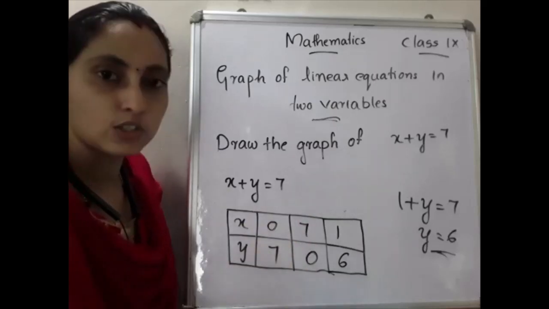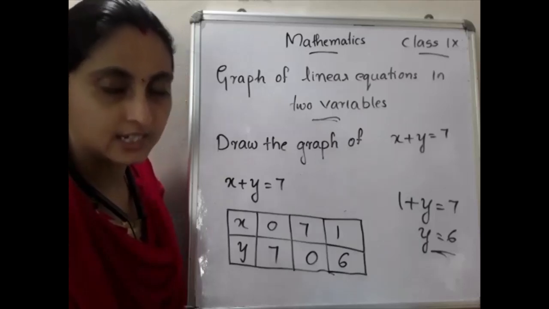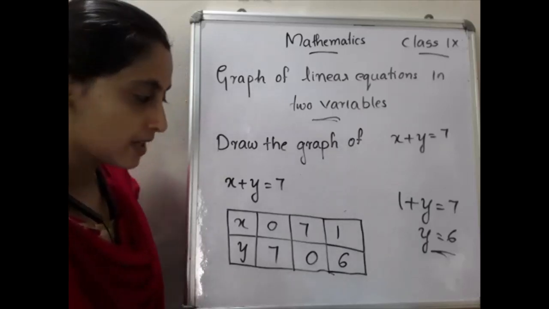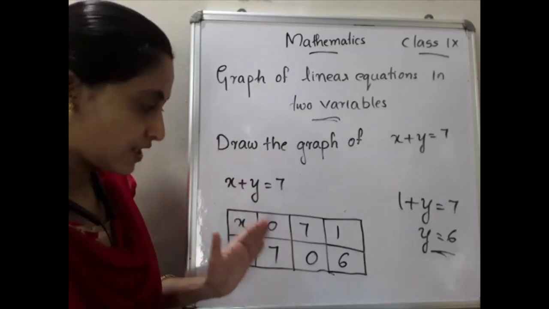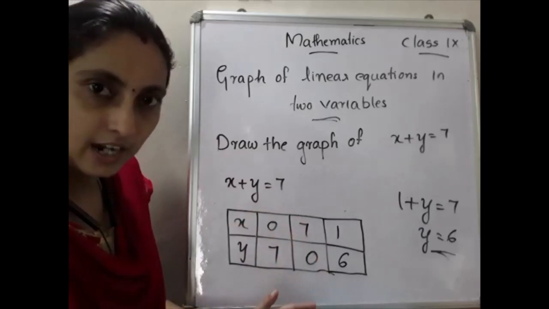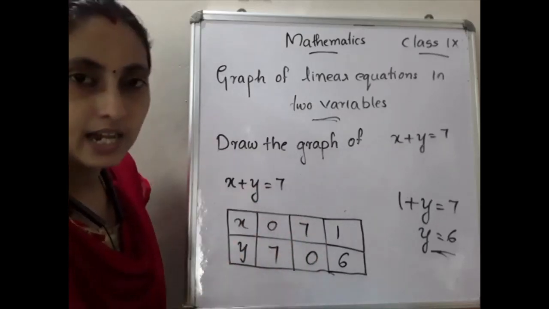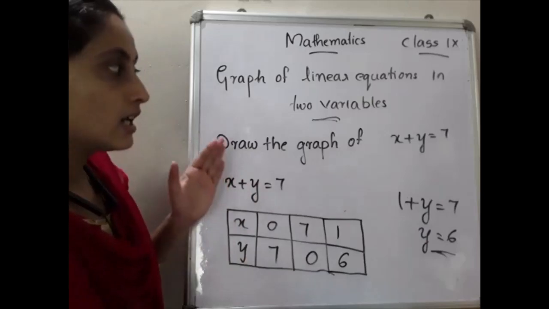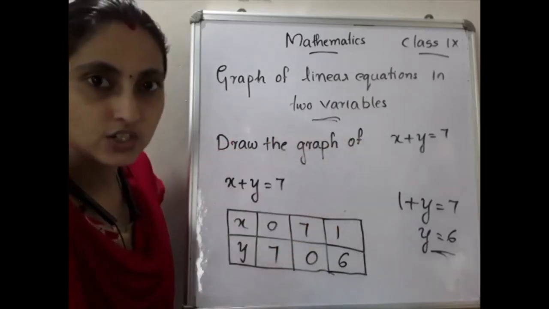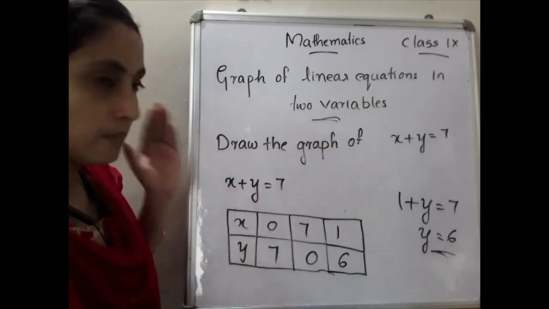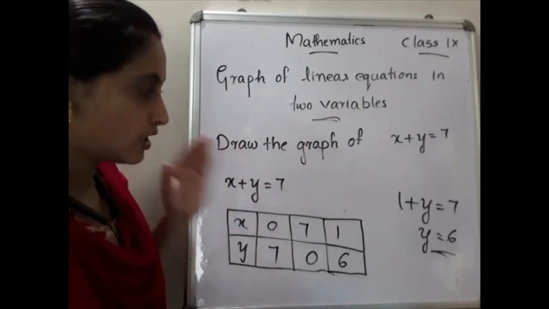So both are positive. Both are positive means in which quadrant? Yes, first quadrant. Clear? So you have to plot these points on the graph, then join those points, which gives the graph of this equation. Shall we draw? Yes. So in your graph book, draw this question.